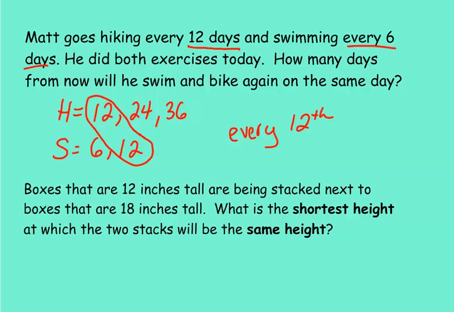Okay? All right, let's look at the next one. You've got this one. This is number 6 on your paper there, on your notes. Boxes that are stacked 12 inches tall are being stacked next to boxes that are 18 inches tall. What is the shortest height at which the two stacks will be the same? Okay, so we're stacking boxes every 12 inches and other boxes every 18 inches. I want to know when they're going to be the same.